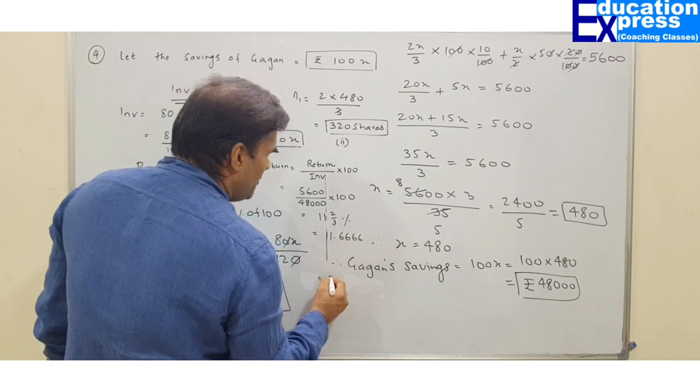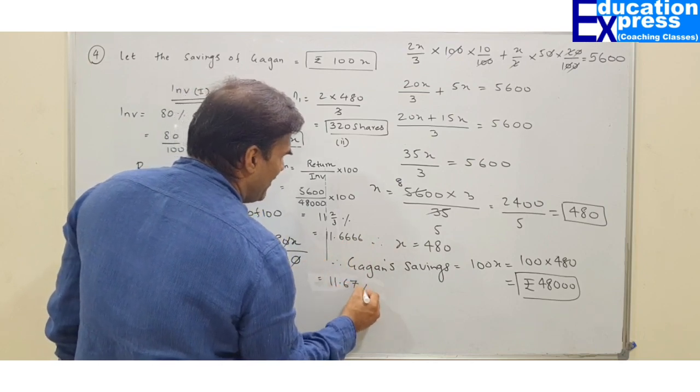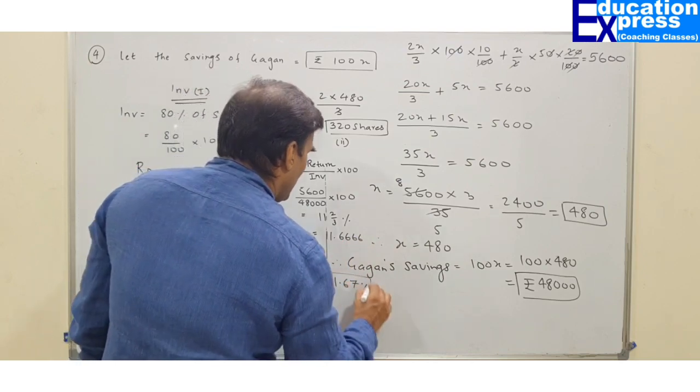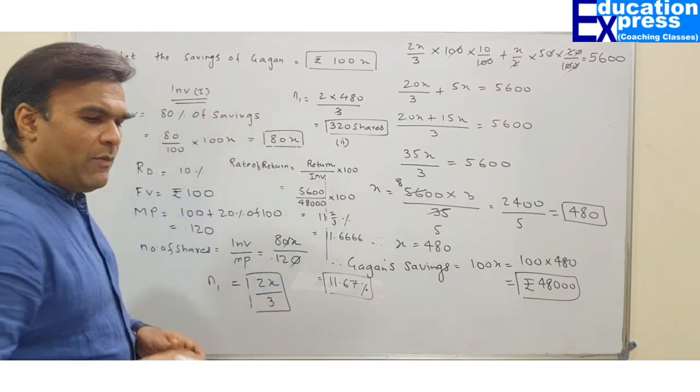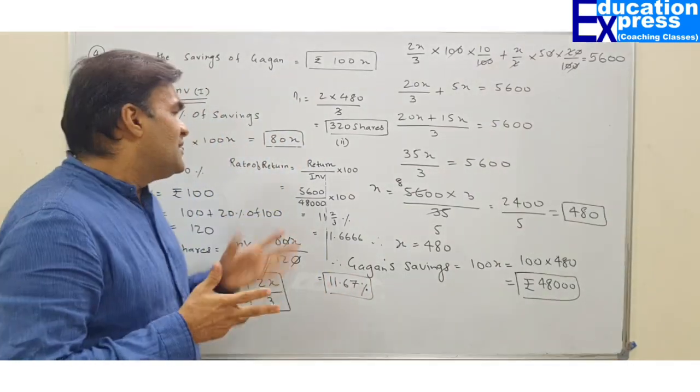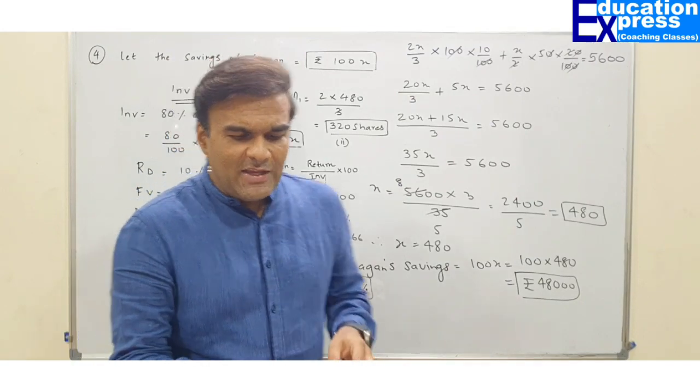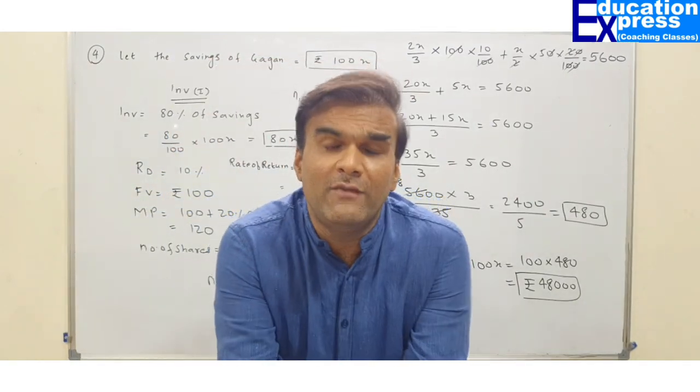Which will be approximately equal to 11.67 percentage. This would be your answer. Now, how do you find return? Very simple. This was a case of two different investments.